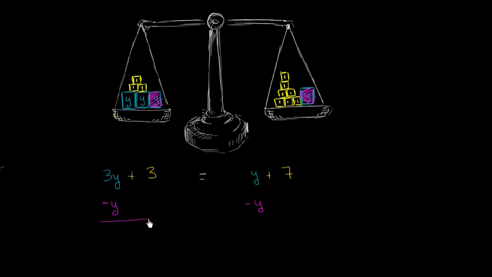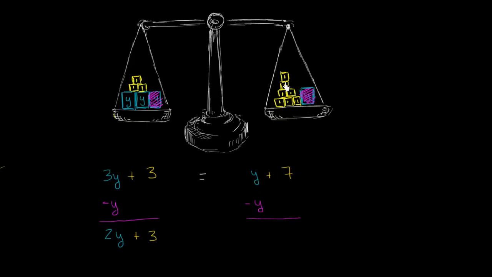And so on the left-hand side, what am I left with? And you can think of it mathematically, or you could even look up here and see what you're left with. If I have 3 of something, and I take away one of them, I'm left with 2 of that something. So I'm left with 2y right over here. And you see it. I had 3, I got rid of 1, so I'm left with 2. And I still have those 3 yellow blocks. On the right-hand side, I had a y. I took away the y, and so now I have no y's left.